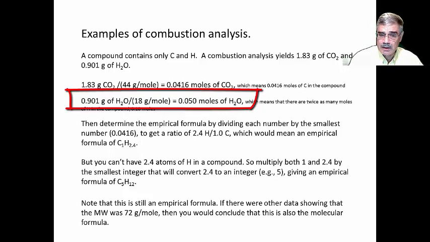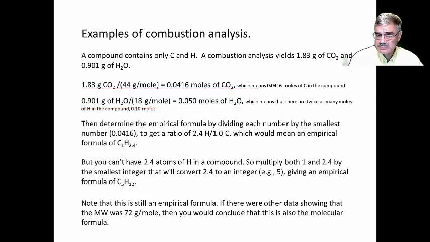Similarly, if we produce 0.901 grams of water vapor, we divide by 18 grams per mole, the molecular weight of water, to get 0.05 moles of water that was produced. And we rationalize, remember, we have to be aware of this one, that there must have been twice as many moles of hydrogen in the starting molecule, or 0.10 moles.